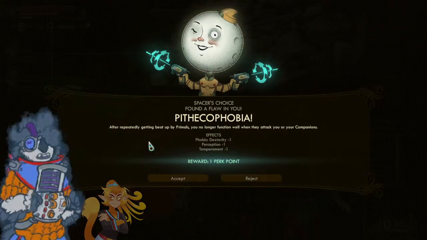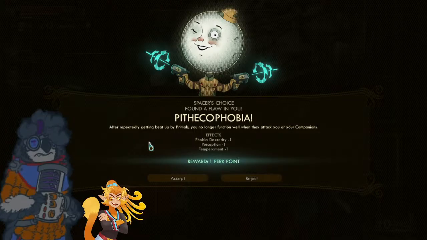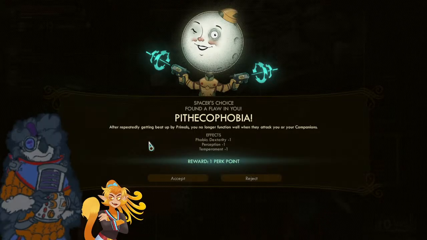Pithophobia. After being repeatedly beat up by primals, you no longer function well when they attack you or your companions. I now have ape phobia. Pidicophobia.